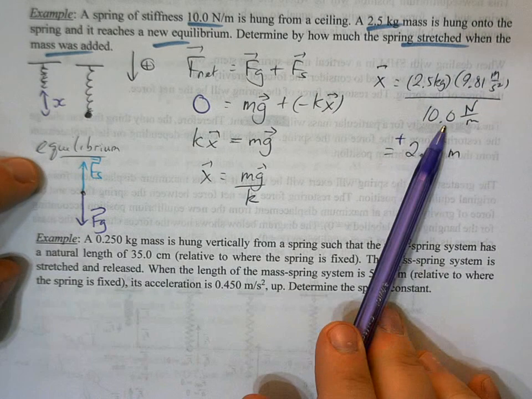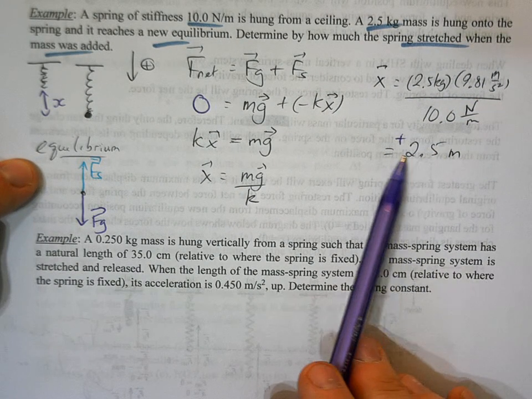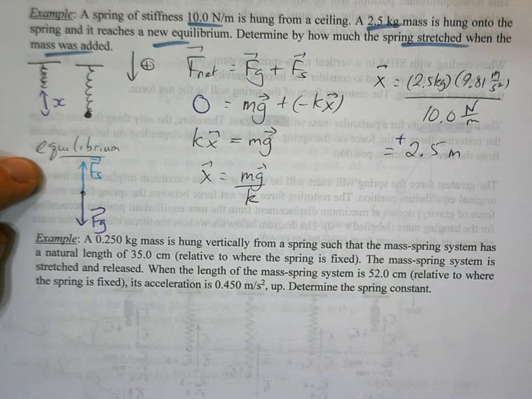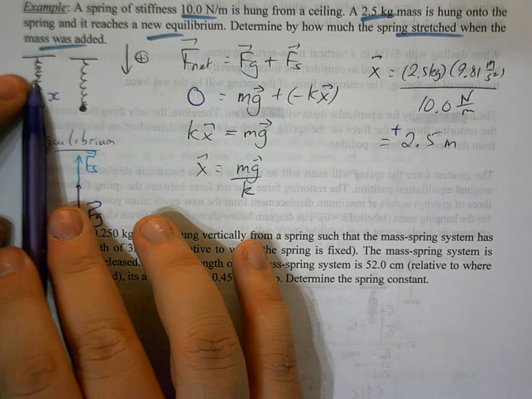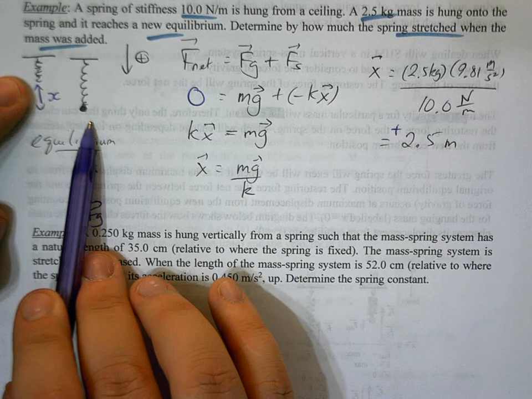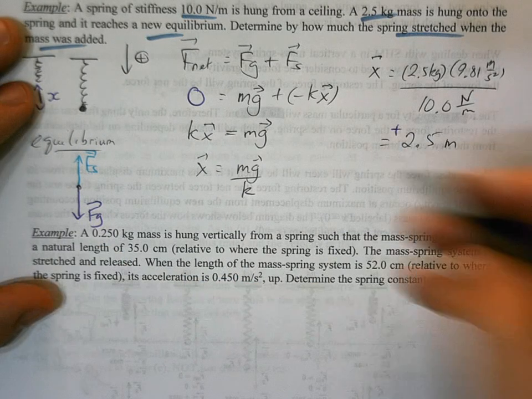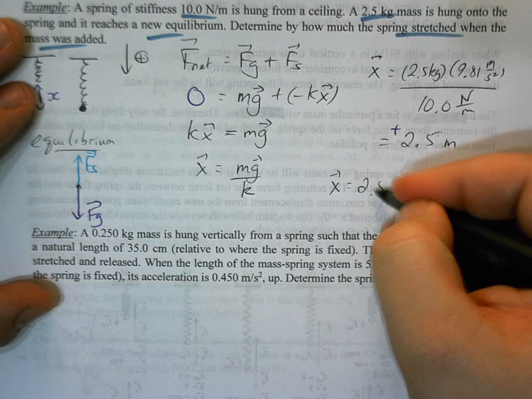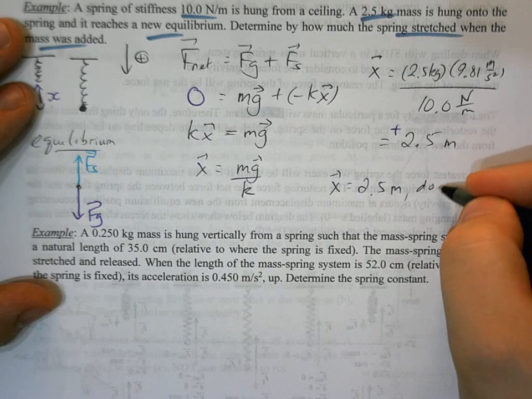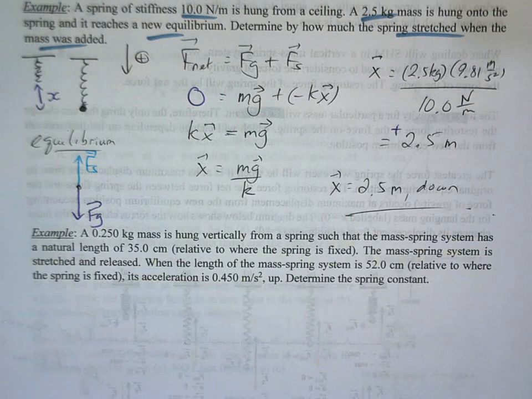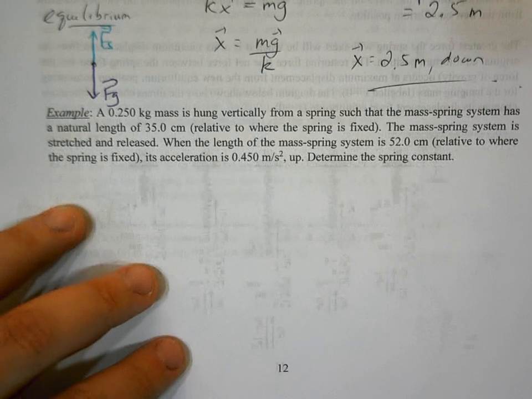Now, this came out as a positive number. Positive means down. What that's telling us is we've displaced this 2.5 meters down from where it started, which we expected. The spring started here, and we put a mass on that's going to pull it down, so the sign does make sense. So we're going to say that the displacement of this spring is 2.5 meters in the downward direction. Now you might say, that's quite the stretch. Keep in mind, we're hanging a decent sized mass on it, and it has a spring constant of 10 newtons per meter. It's a really weak spring, so it's really easy to stretch. All right, let's look at the last question here.